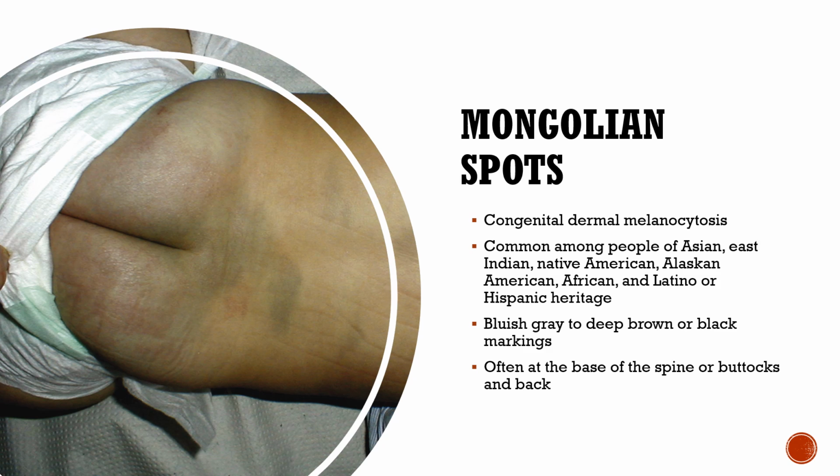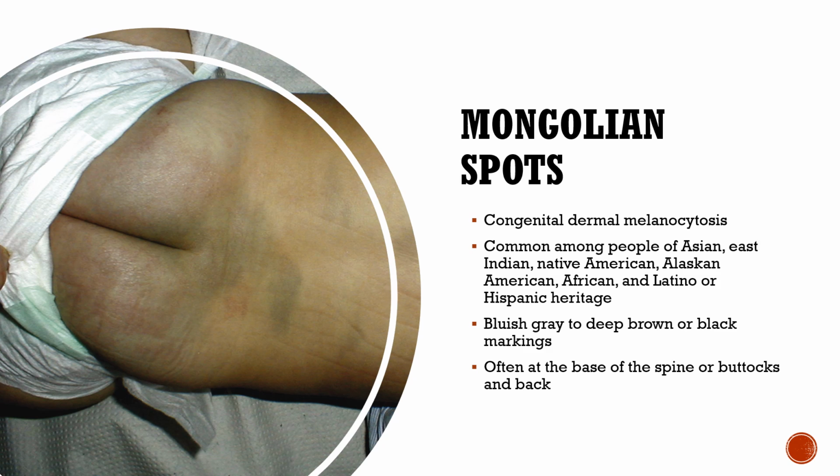Mongolian spots, also known as congenital dermal melanocytosis, are common in infants of Asian, East Indian, Native American, Alaskan American, African, Latino, or Hispanic heritage. It is also seen in about 1 in 10 fair-skinned infants. It is skin markings that can range from a bluish gray to deep brown or black. Typically appears on the base of the spine, the buttocks and back, and occasionally on shoulders, ankles, or wrists. It may cover a large area of the back.